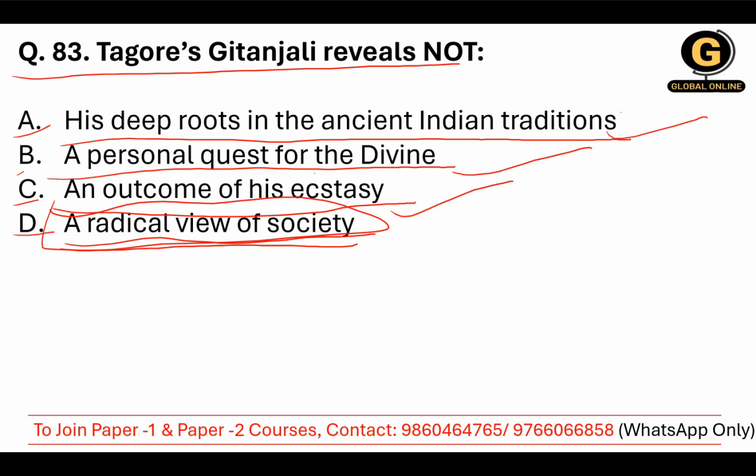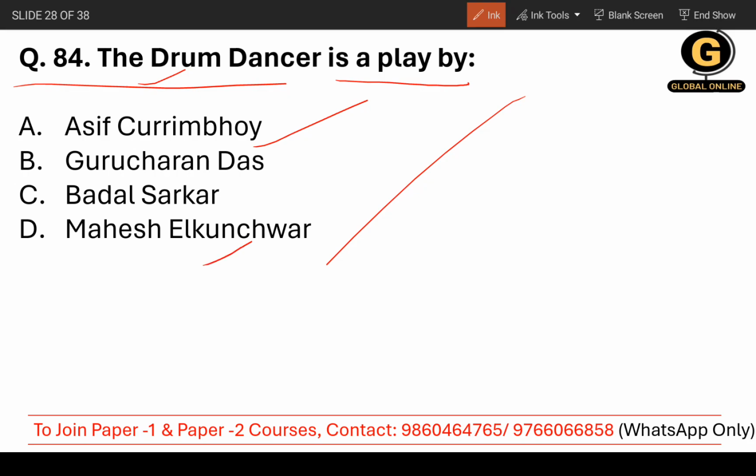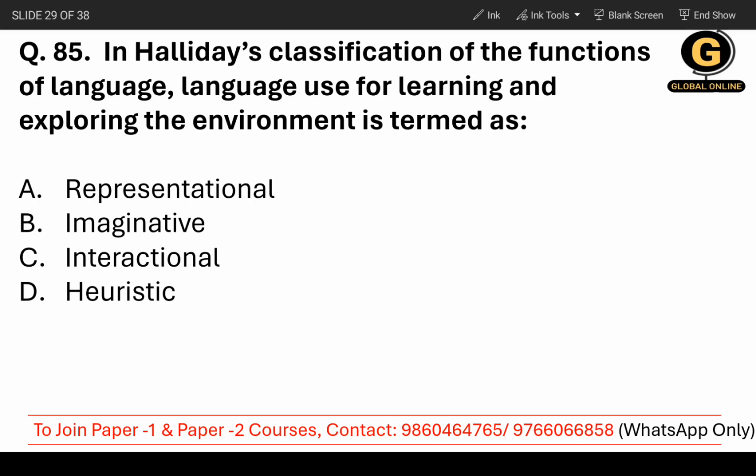Okay, moving on to question number 84. The Drum Dancer is a play by... See, there is a play, The Drum Dance. But there is no such play, The Drum Dancer, because this question has been dropped. Whenever you search The Drum Dancer, you'll find sometimes Asif Karam Bhoy, sometimes Mahesh Elkunchwar. So it will be very confusing. It was dropped, so no need to worry about it.